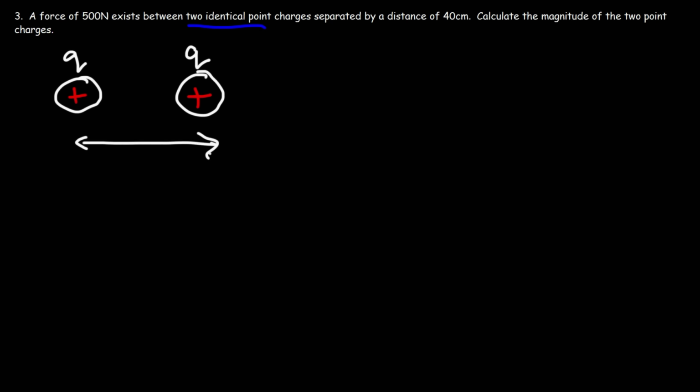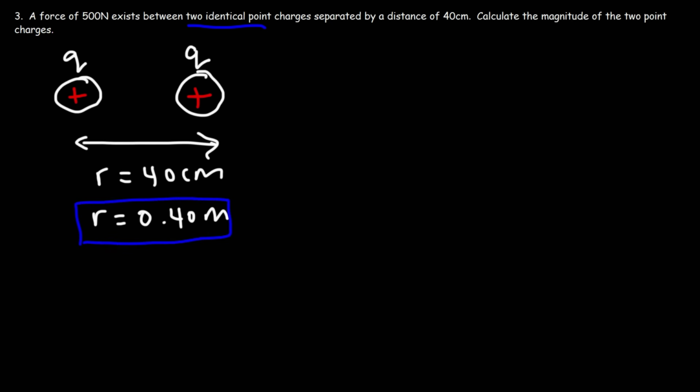Now we know the distance between the 2 point charges, and so that is our R value, which is 40 centimeters. Now we want to convert that to meters. So to quickly convert centimeters to meters, simply divide by 100 or move the decimal 2 units to the left. So 40 centimeters is equivalent to 0.40 or 0.4 meters.